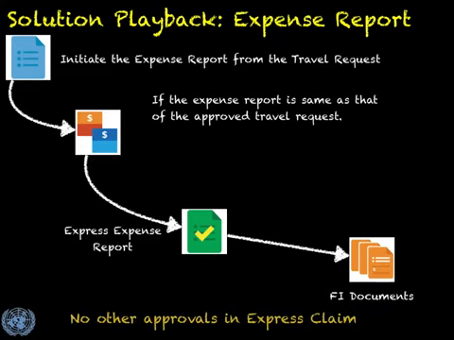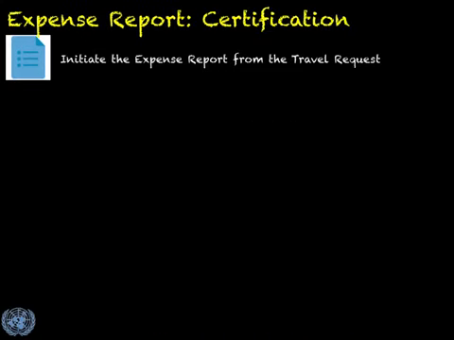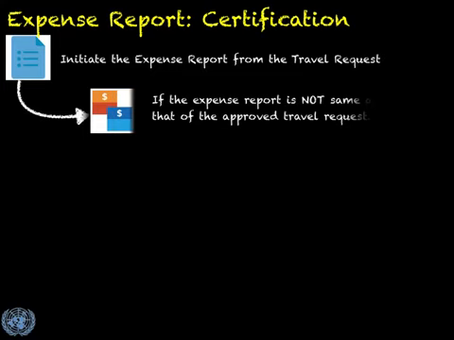Remember, if the staff member chooses the express claim, no other approvals are necessary, and it should be exactly the same as that of the approved travel request. If the expense report is created and is not the same as that of the approved travel request, if more days have been consumed in the travel than the approved travel request, or there are additional cost implications, the expense report will have additional cost than that of the approved travel request.